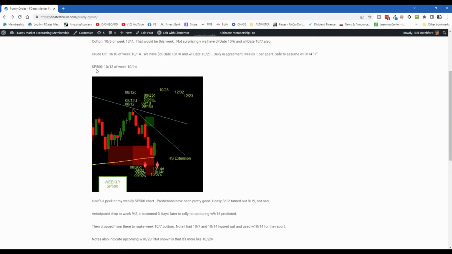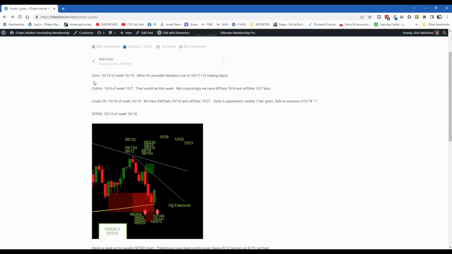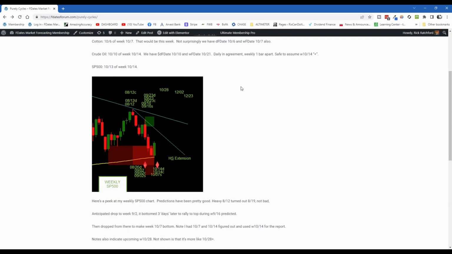Lastly, I have the S&P 500. I show an indication again, just like corn here, 10/13, a week 10/14, which, okay, that's interesting. So we have a lot of 10/14s here, so that could be an important week. Anyway, week 10/13 and 10/14.